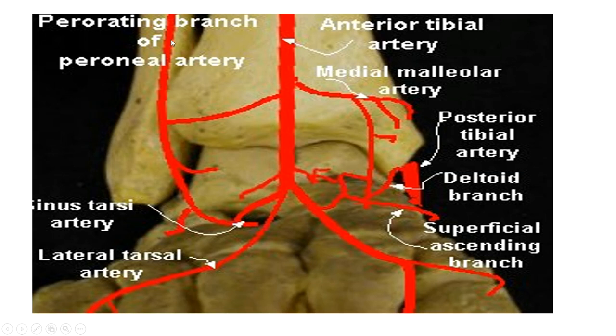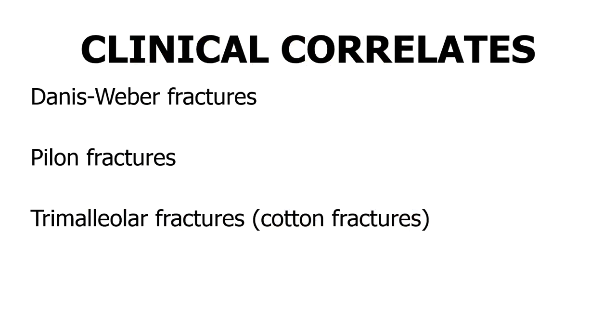Then you have the perforating branches of the peroneal artery, and the final perforating branches will form part of the anastomosis around the ankle joint. When it comes to the clinical correlates, there are three types of fractures that you can be conversant with at this point.